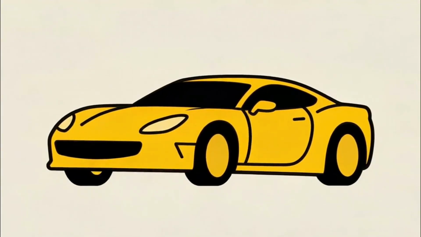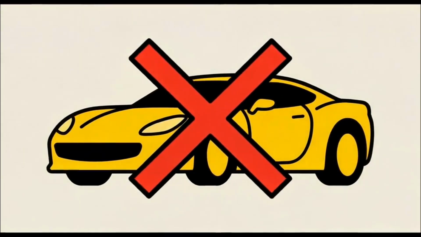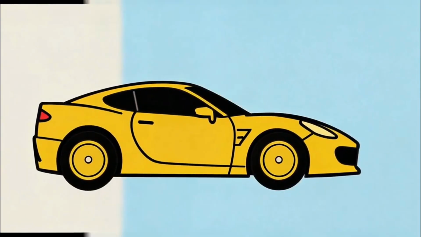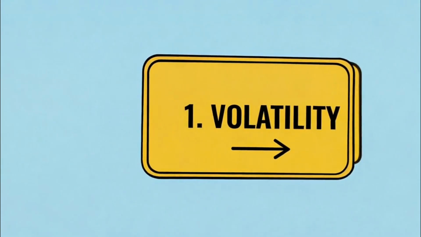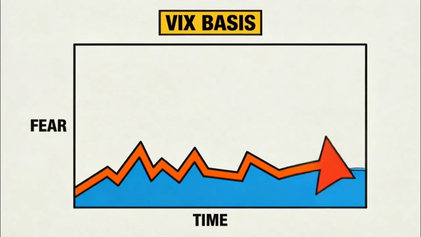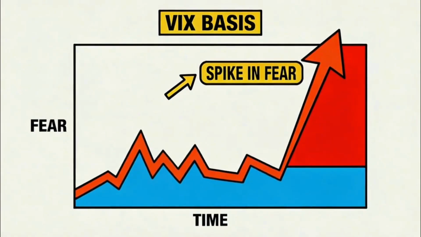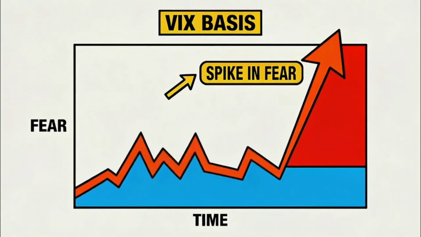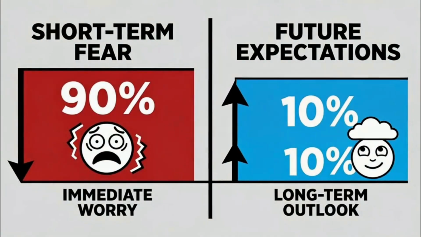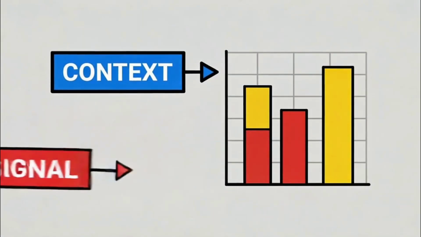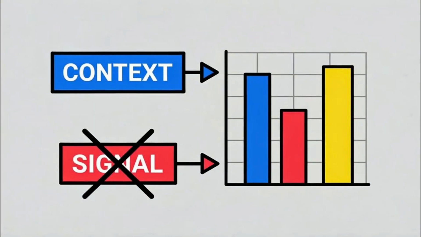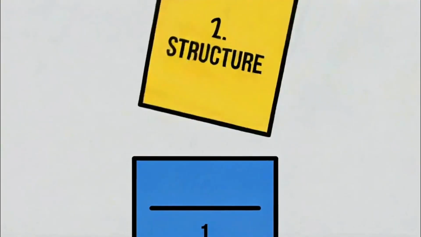The edge is not guessing direction, like some finance wizard in a rented Lamborghini. The edge is stacking filters. First, volatility. The VIX basis can help show whether short-term fear is stretched compared to future volatility expectations. But that is not a trade signal by itself. It is context. Second, structure.